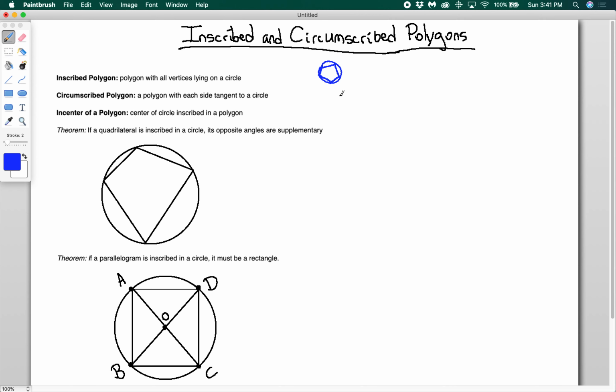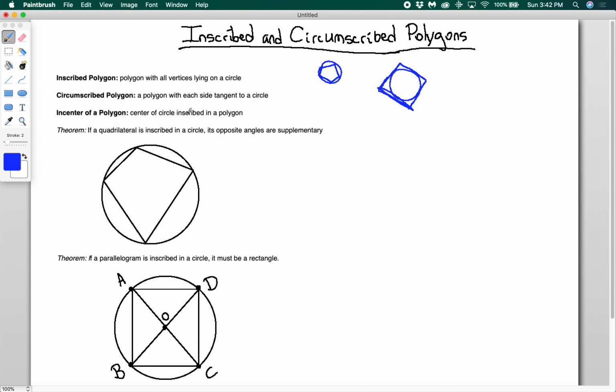A circumscribed polygon is a polygon with each side tangent to a circle. So instead I have something like this, a circumscribed square, I guess. I'm not very exciting. I tried to get that one to touch. So yeah, that would be a circumscribed polygon. We could also say that the circle is inscribed in the square instead, but either one.